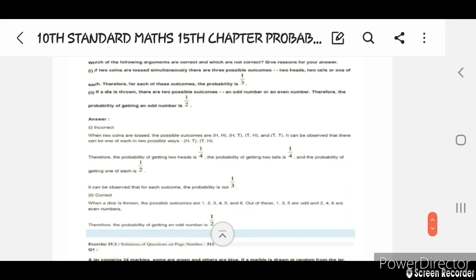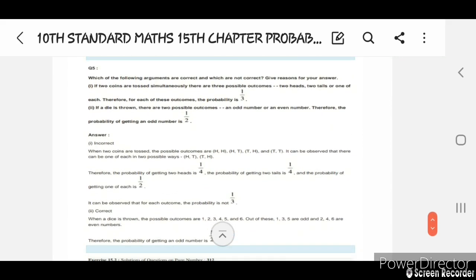Next, the final 2 questions of your chapter: which of the following arguments are correct and which are not correct? Let us give reasons. If 2 coins are tossed simultaneously, there are 3 possible outcomes: 2 heads, 2 tails, or one of each. Therefore, for each of these outcomes, the probability is 1 by 3. In the second question, if a die is thrown, there are 2 possible outcomes, an odd number or an even number. Therefore, the probability of getting an odd number is 1 by 2.